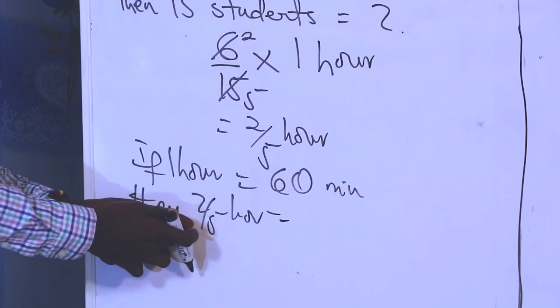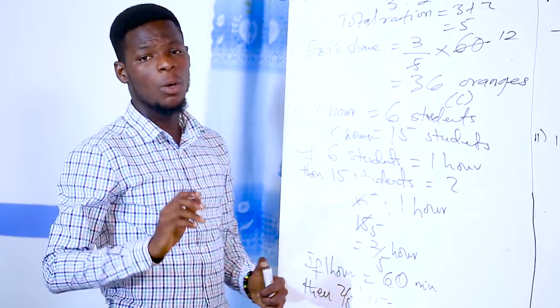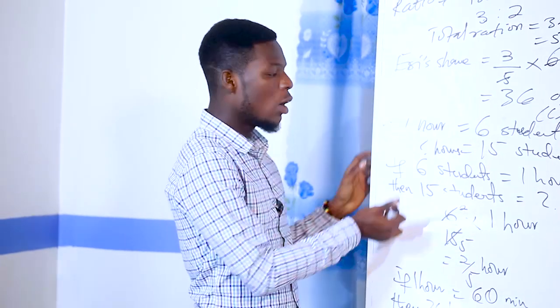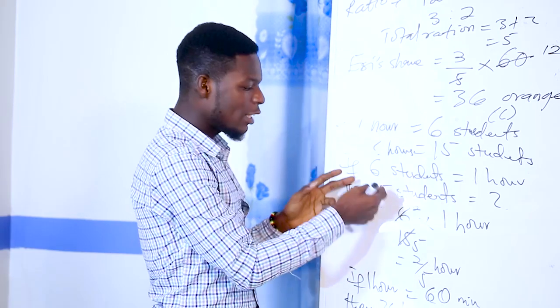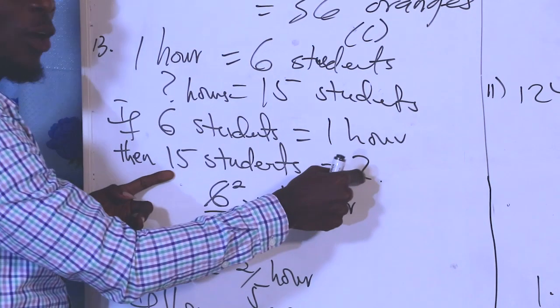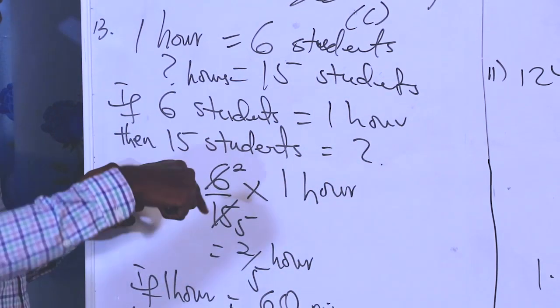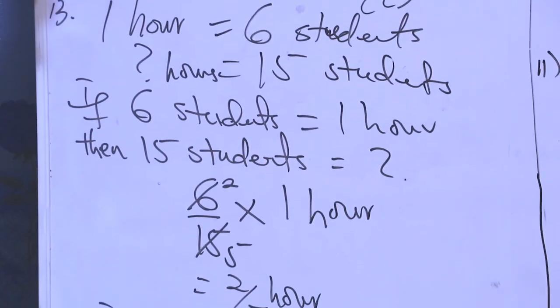2 over 5 hour is less. So if less, more divide. This is a direct proportion. Now, let me use this opportunity to talk a little about direct and indirect proportion. With indirect proportion, as you can see here, if I were solving this question as direct, this is bigger than this, which means that here will be more. But we use less, because with indirect proportion, an increase here will cause a decrease here. But this is a direct proportion.